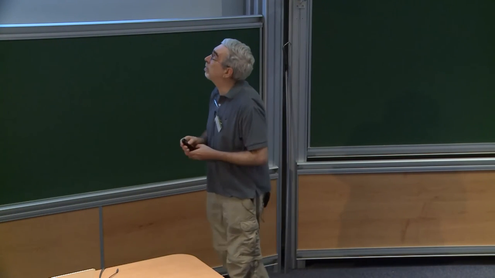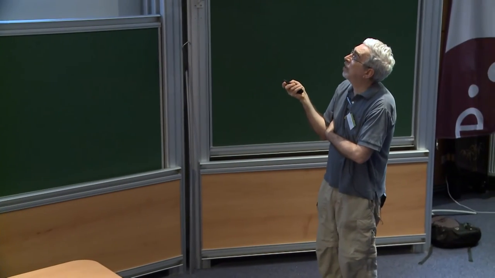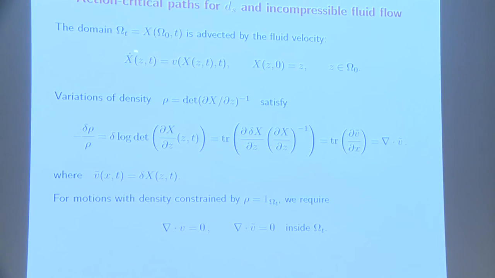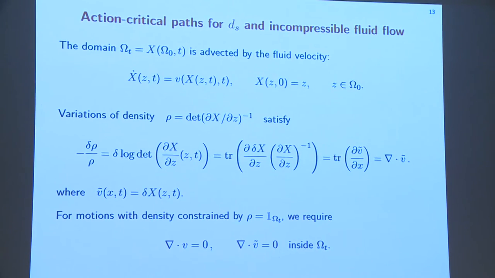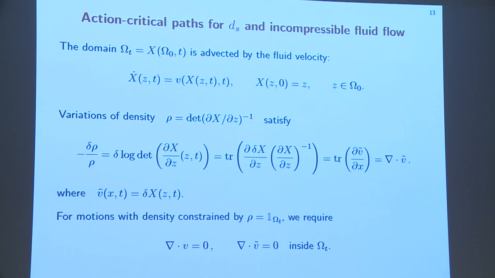Okay, so get to business. Here I want to derive the geodesic equations for our shape distance. Omega t is going to be the image domain under the flow map, capital X, and the velocity v is the Eulerian flow velocity. We start with label z and end up with some target domain omega 1 that I want at the end.